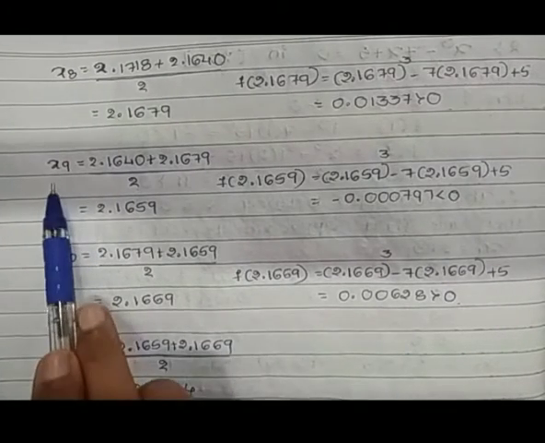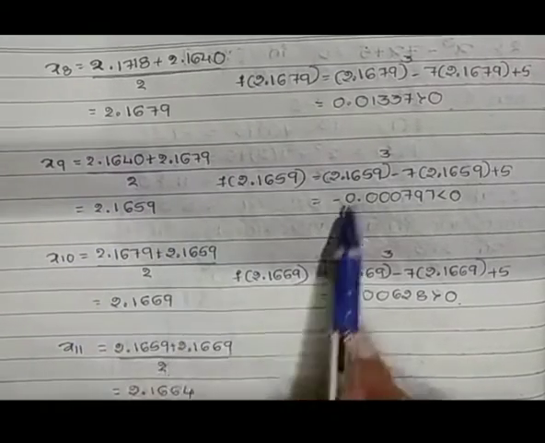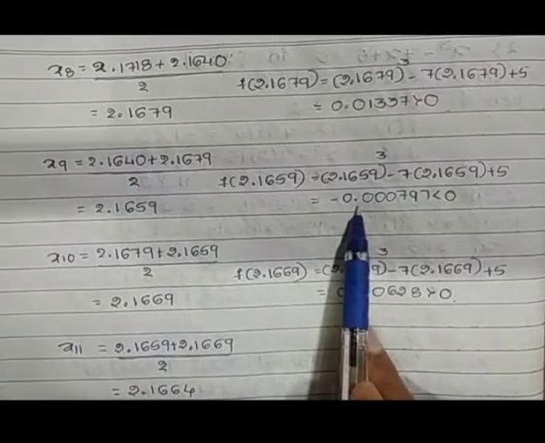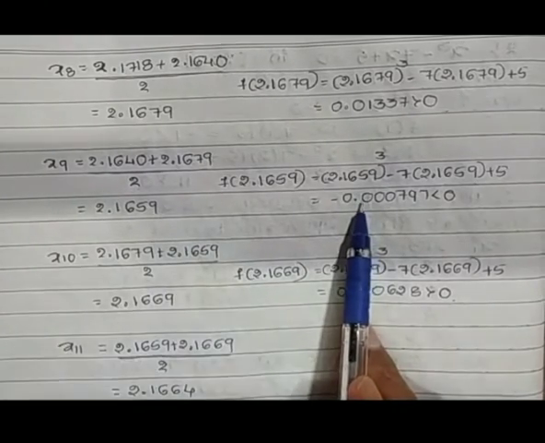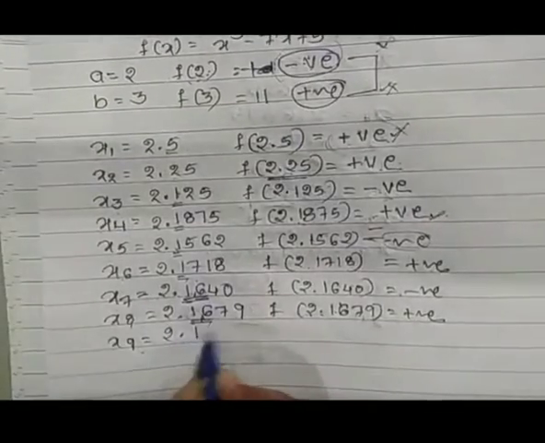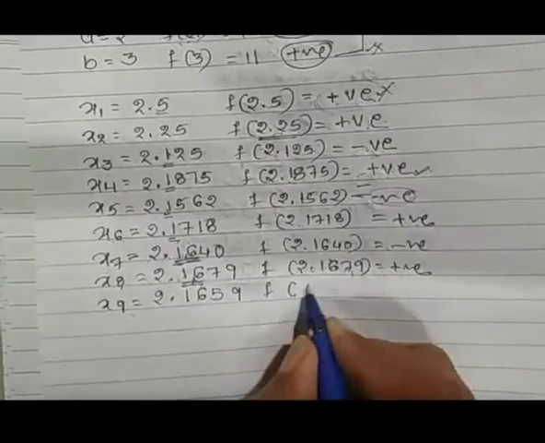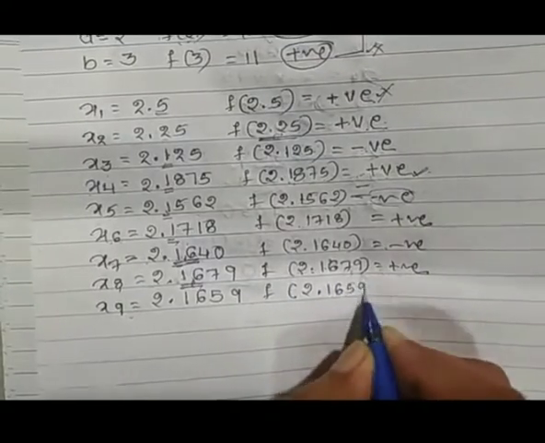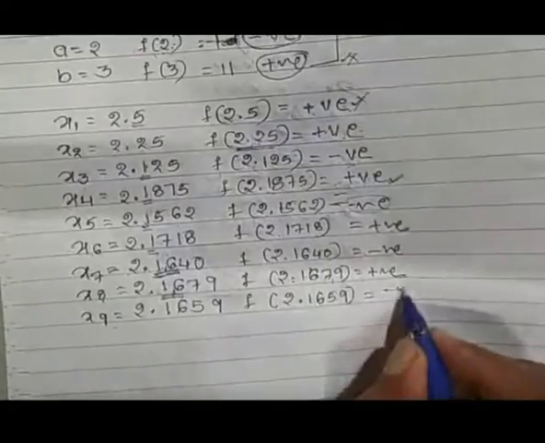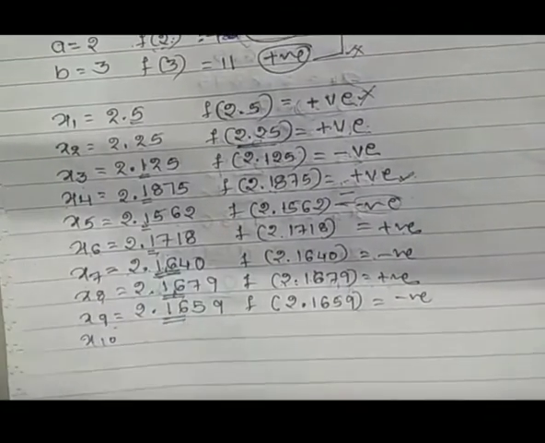Okay, so here the x9 value is 2.1659. For this, we are getting a negative value. So our x9 value, the ninth approximation value, is 2.1659. So f of 2.1659 is giving us a negative value. So go for x10 because only two decimal values are the same.